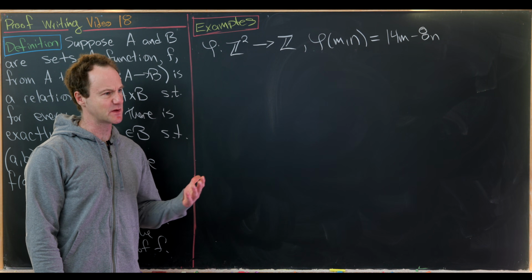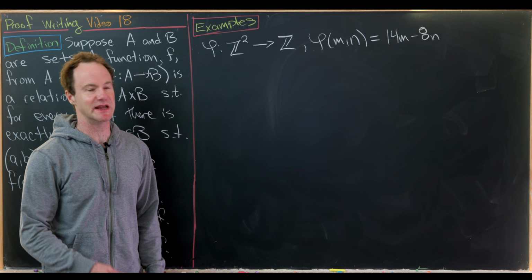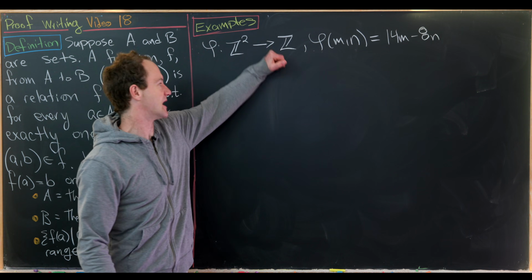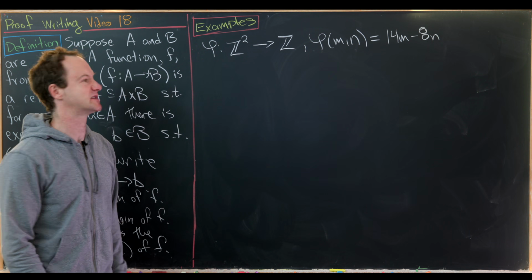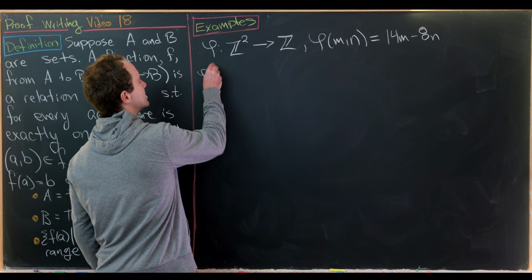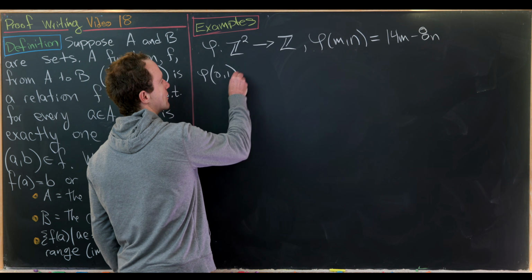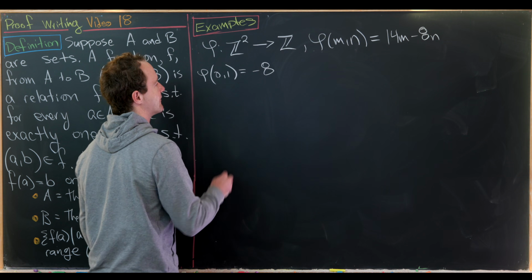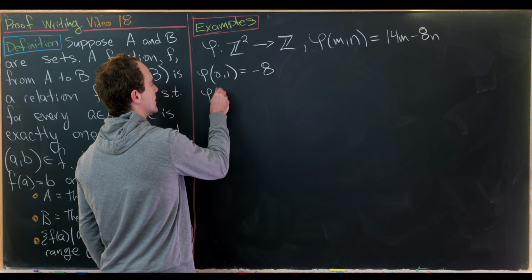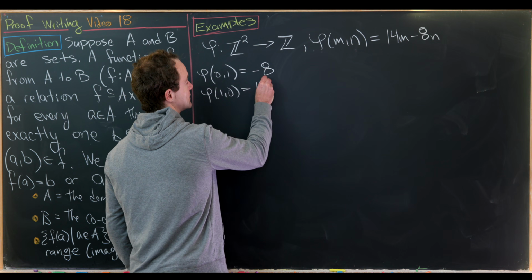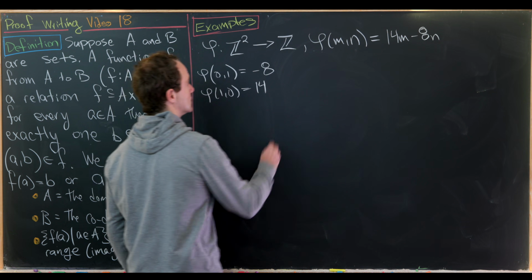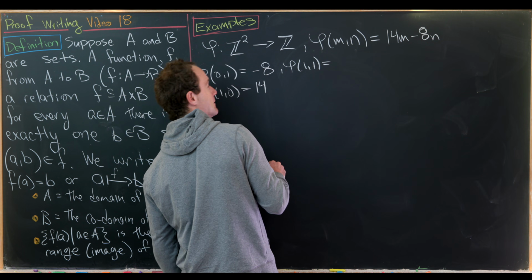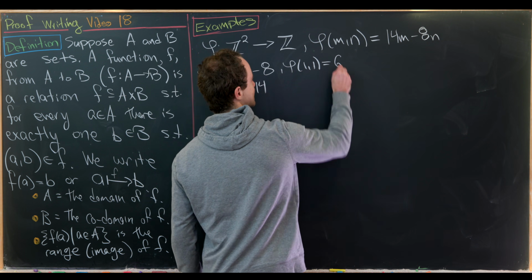Now I think maybe something good to do with this function is to determine its range. So let's get a good guess for its range by evaluating this at some points just to see what we get. Let's notice that phi evaluated at (0, 1) will be equal to negative 8, just based off of that rule. Phi evaluated at (1, 0) will be equal to 14 based off of that rule. Notice that phi evaluated at (1, 1) is 14 minus 8, that's equal to 6.